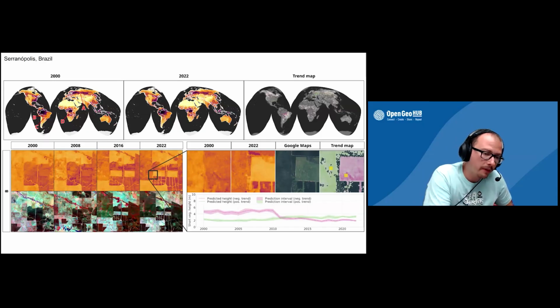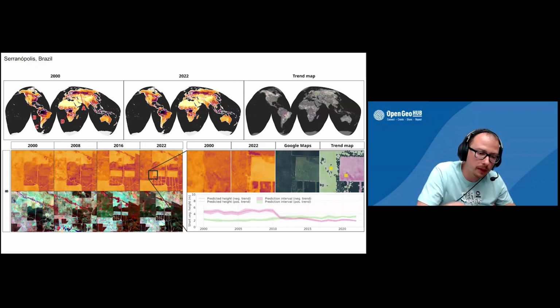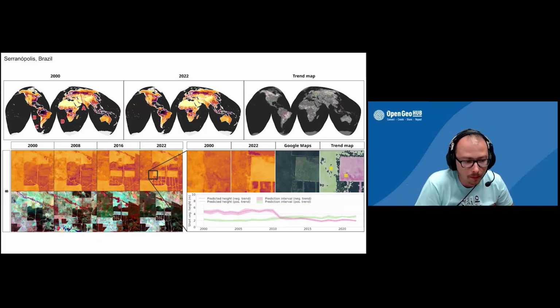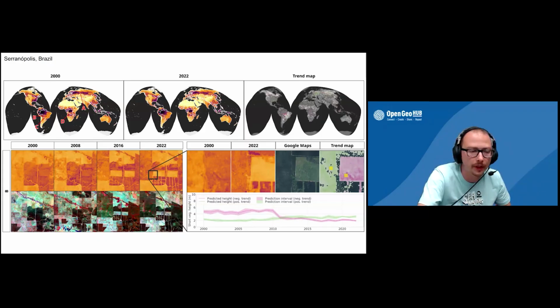And as I said, we have a time series, and you can see here the prediction interval, positive and negative trend. Here we can see the negative trend when there was some deforestation between 2010 and 2011, and you can see the negative trend and the positive trend, a kind of regeneration process, in two very close areas. So it means that the product is able to capture these dynamics.